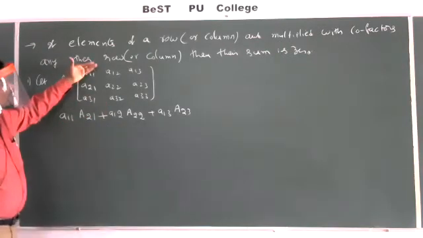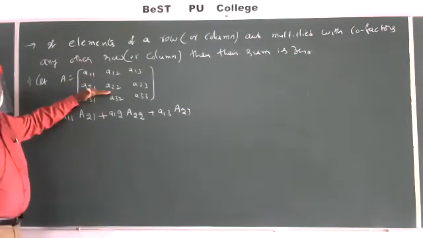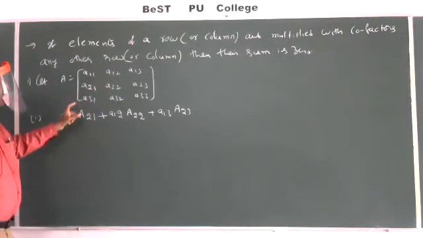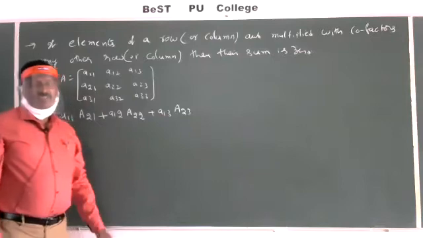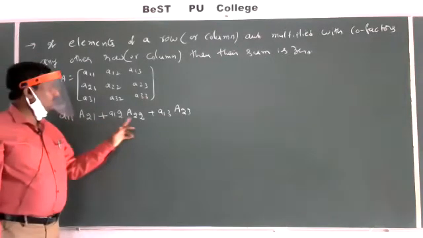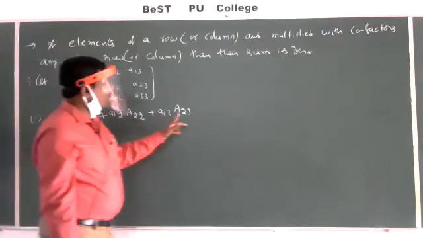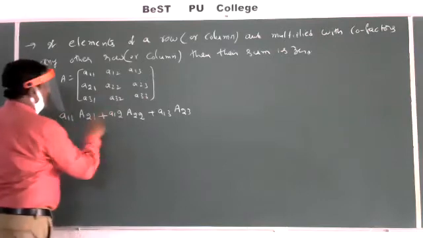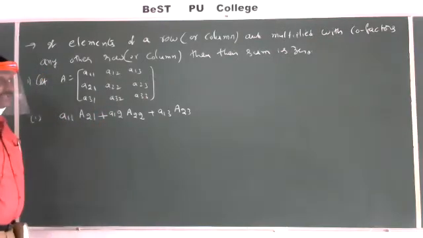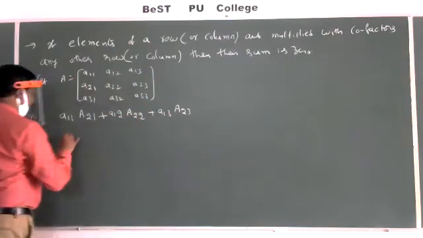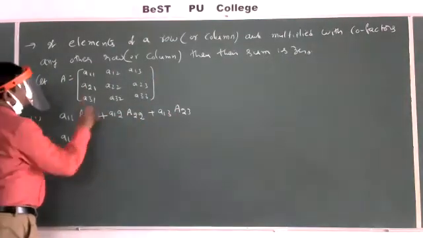If you consider one row's elements and any other row's cofactors, the determinant value is 0. A11 capital A21 plus A12 capital A22 plus A13 capital A23. Here one row elements with another row's cofactors, the value becomes 0.